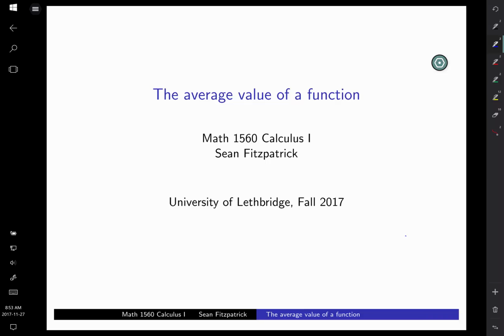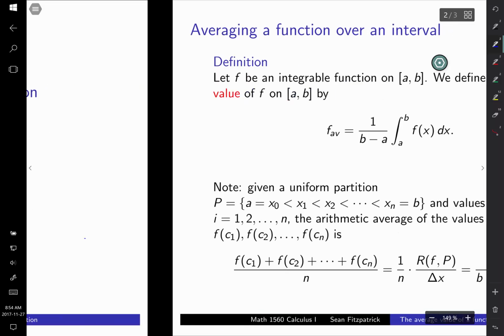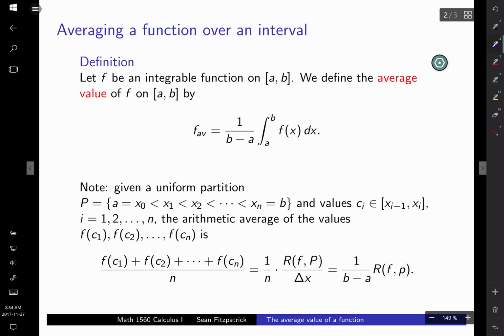Alright, so now that we have introduced the fundamental theorem of calculus, we can move on and look at one of the basic applications of the definite integral, which is in defining the average value of a function. Okay, so here is the definition. If you have an integrable function, so something where the integral exists over a closed interval, then you can define its average value by taking the integral from a to b and dividing by the length of the interval.